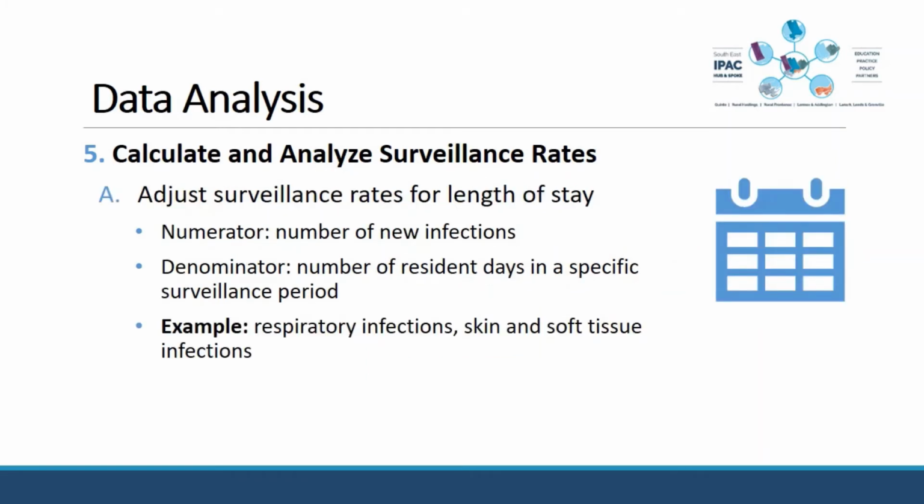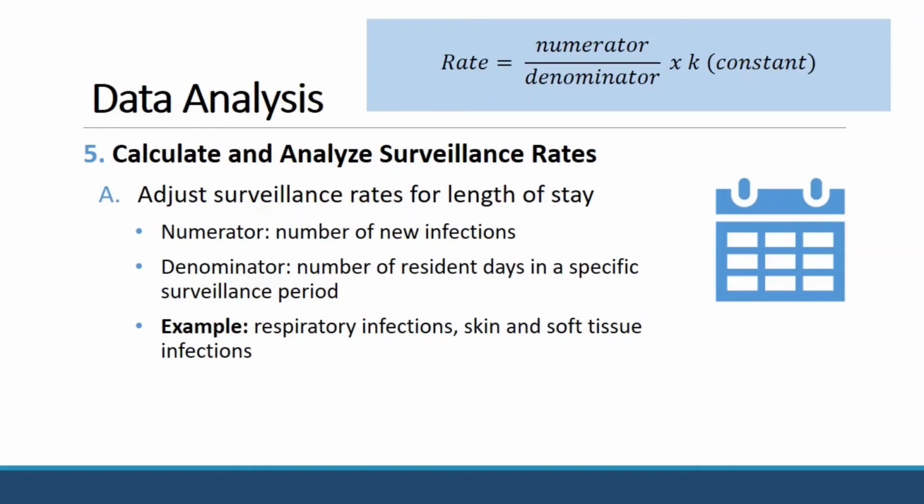So let's start by adjusting the surveillance rate for the length of stay. So let's look at our rate equation here. What is our numerator? So our numerator is going to be the number of new infections in that period of time in that population. And our denominator will be the number of resident days. So instead of using the number of beds or the number of residents, we're using the number of resident days.